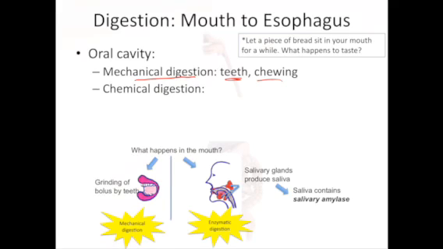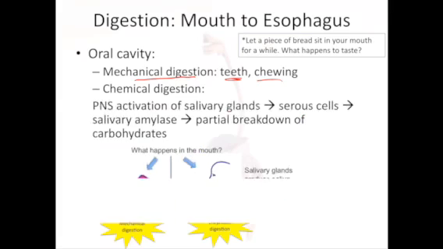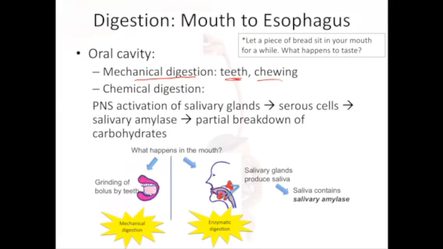Okay. Secondly, we have a little bit of chemical digestion that happens, but only to one of our macronutrients. When our parasympathetic nervous system activates those salivary glands, that activates the serous cells only, and inside of that mucus release from the serous cells is salivary amylase. Okay, when we see this word amylase, that makes us think carbohydrates. So we get partial breakdown of carbohydrates.